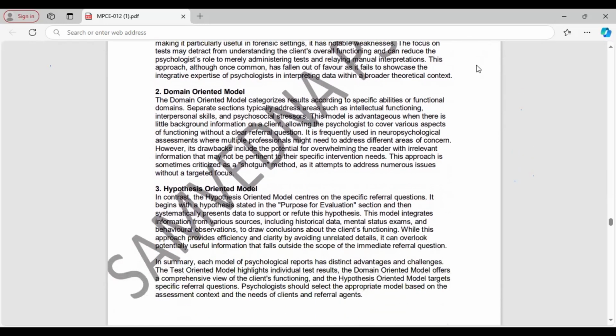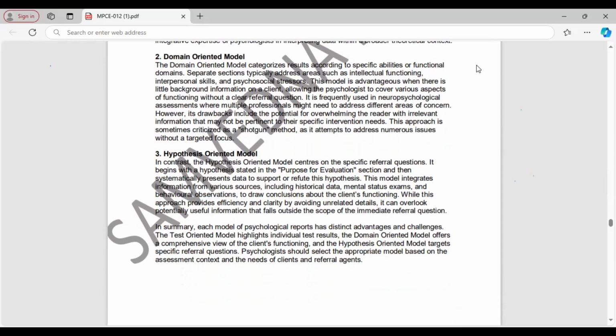Hypothesis-oriented model. This model focuses on specific referral questions, presenting a hypothesis in the purpose for evaluation section. It integrates various data sources to draw conclusions about the client's functioning. While efficient and clear, it may overlook useful information outside the immediate referral question. In summary, each model offers distinct advantages and challenges for psychologists based on assessment context and client need.